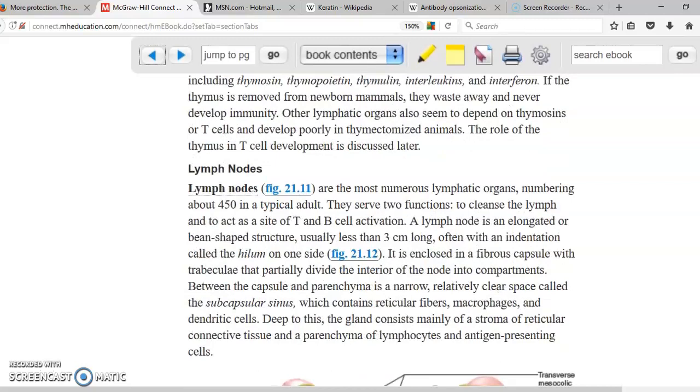Lymph nodes, we have quite a few, in multiple different areas of the body, and they are found across the pathway of the lymphatic vessels. We have approximately 400 to 450 different lymph nodes in our whole body. They work as an area of activation for T lymphocytes and B lymphocytes.